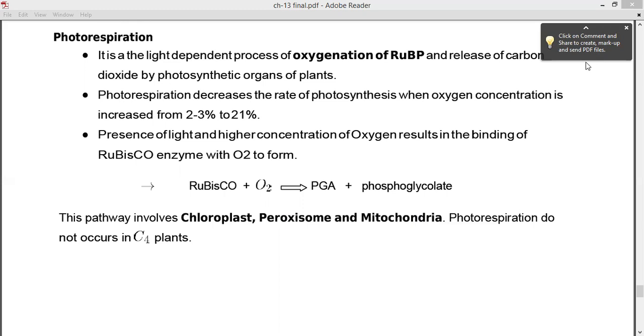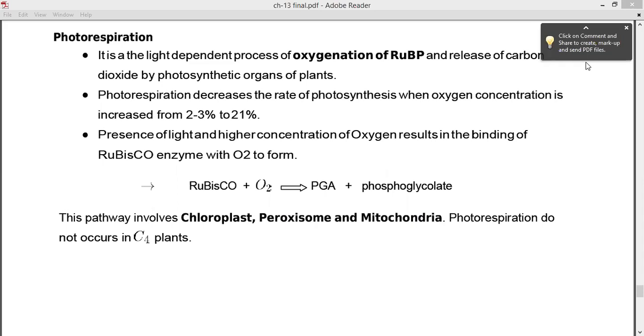So in photorespiration, with the help of light, the oxygenation of RUBP takes place, and along with this, carbon dioxide is released by the plants. Now, photorespiration decreases the rate of photosynthesis when oxygen concentration is increased from 2 to 3% to 21%.